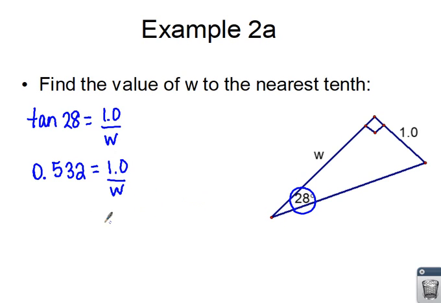Alright, and then you cross multiply because that's what you guys know. So that would be 0.532W equals 1.0. And you divide both sides by 0.532. So we're going to take 1 divided by 0.532 and we're going to get 1.9 to the nearest tenth.